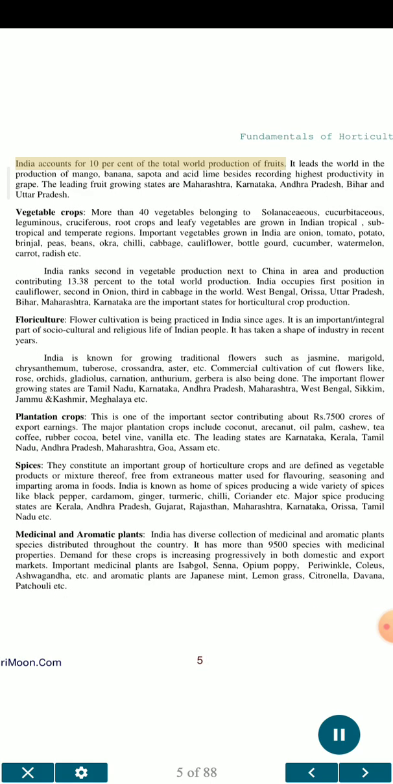India accounts for 10% of the total world production of fruits. It leads the world in the production of mango, banana, sapota and acid lime, besides recording the highest productivity in grape. The leading fruit growing states are Maharashtra, Karnataka, Andhra Pradesh, Bihar and Uttar Pradesh.